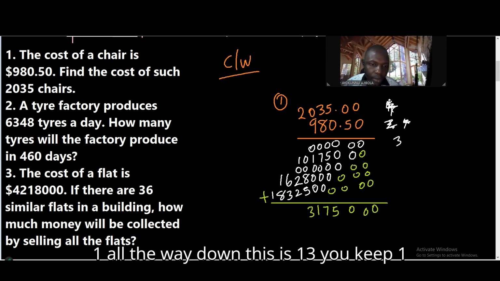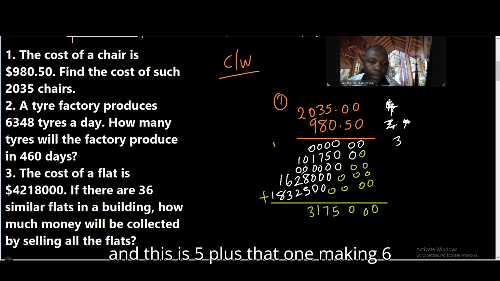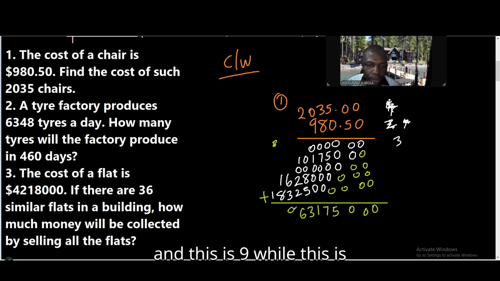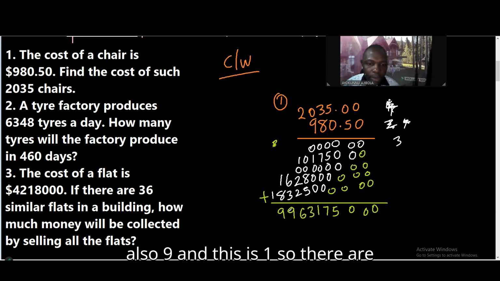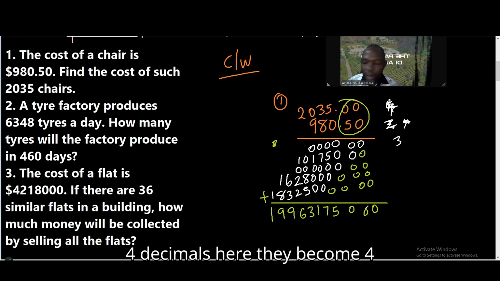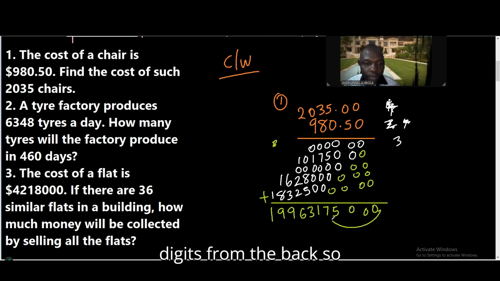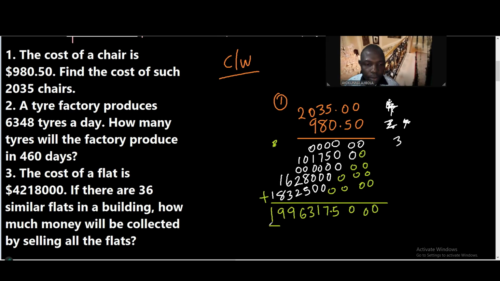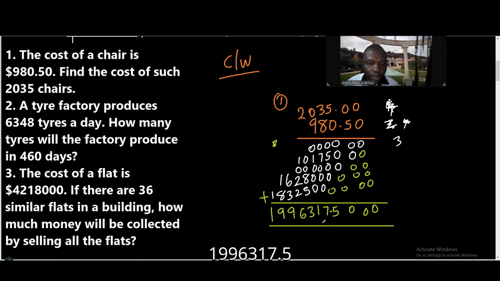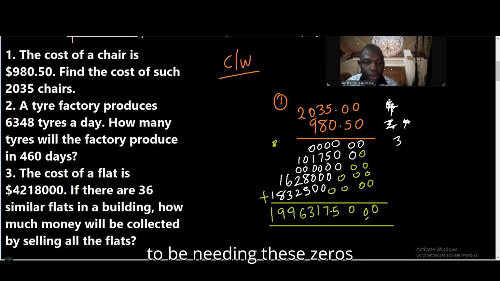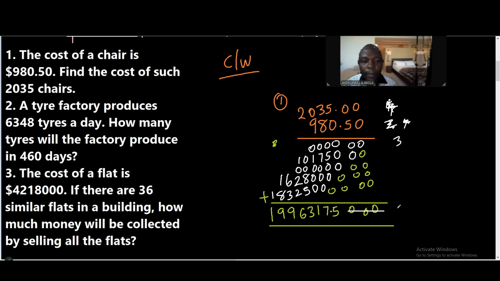This is 13, you keep 1. And this is 5 plus that one, making 6. And this is 9, while this is also 9, and this is 1. So there are 4 decimals here. Then you count 4 digits from the back. So your point is going to be here. So our answer is going to be 1996317.5. Because we're not going to be needing these zeros.